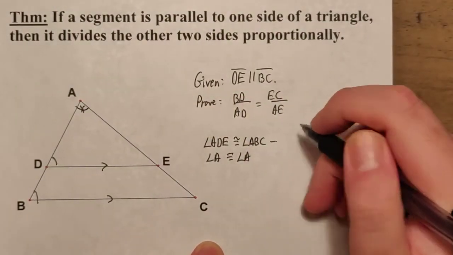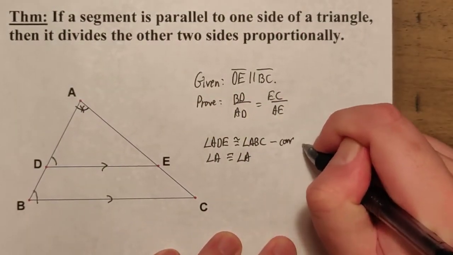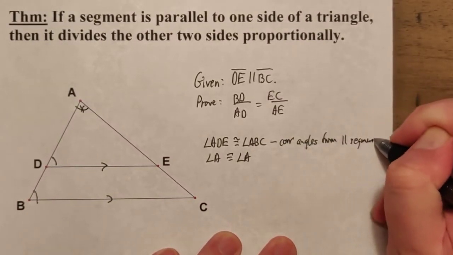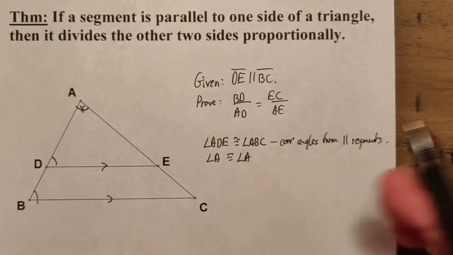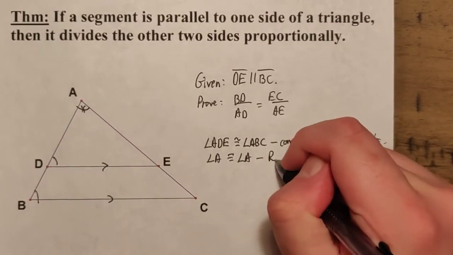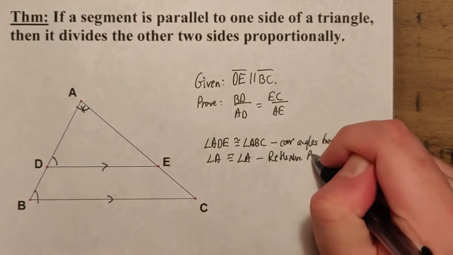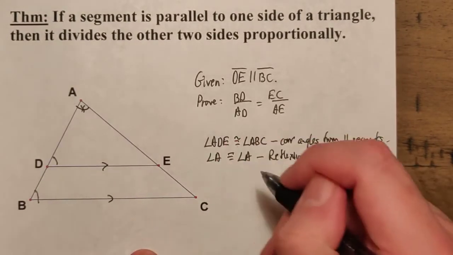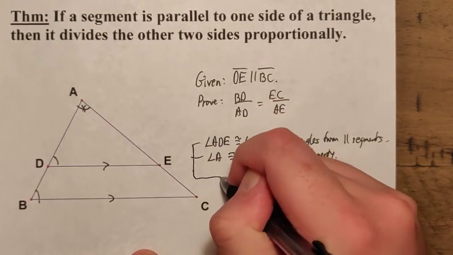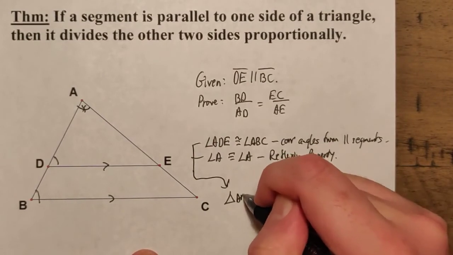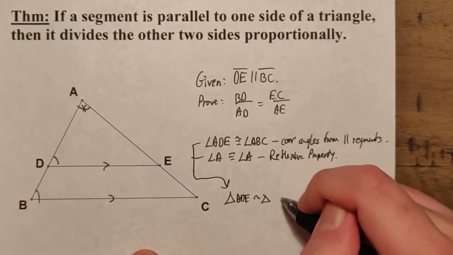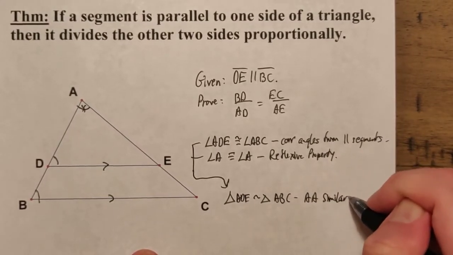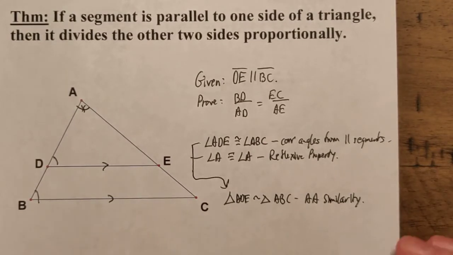So these are corresponding angles from parallel segments. Notice that we have our corresponding angles from parallel segments; ADE and ABC are congruent. And this is our reflexive property here. Okay, that seems to work out. So therefore, we can use these two pieces of information, and we can say that triangle ADE is similar to triangle ABC, and this is angle-angle. So angle-angle similarity works out very nicely here.